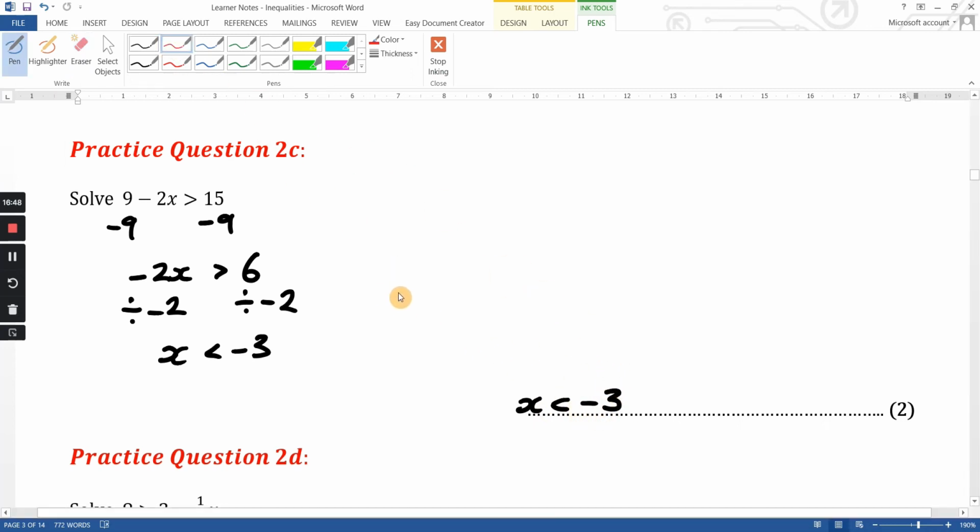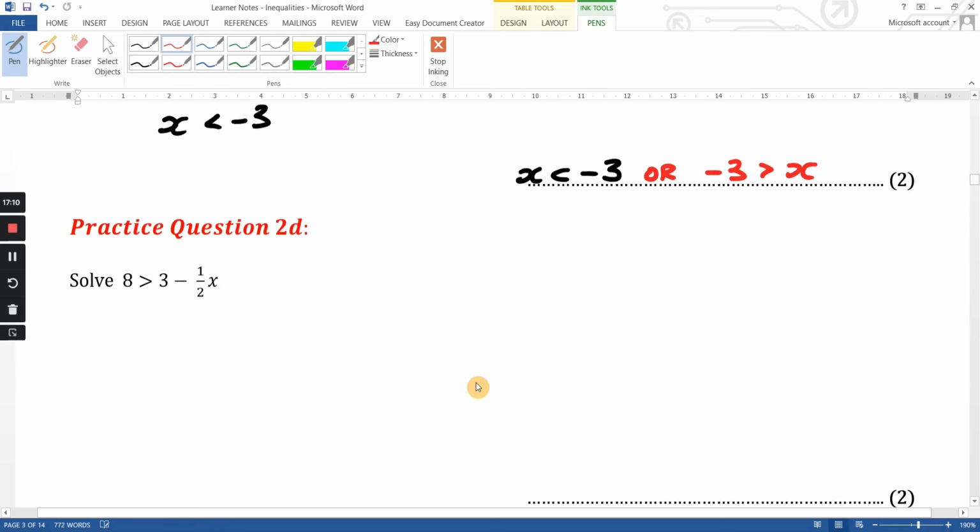Or if you did it the other way around, if you move the minus 2x to the other side, your answer should be minus 3 is greater than x. Yep, so again, both answers are perfectly fine, either this one or this one. You only have to give one answer. Yep, so both answers are perfectly fine. Let's move on.